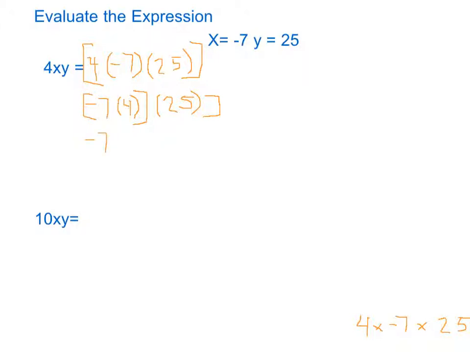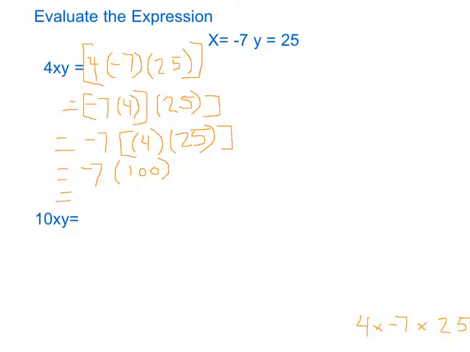-7, and then in these brackets, I'm going to have 4 times 25. That's easier for me to do in my head. So let's see, 4 times 25. Well, that leaves me with -7 times 4 times 25 gives me 100. So now I'm left with -7 times 100.